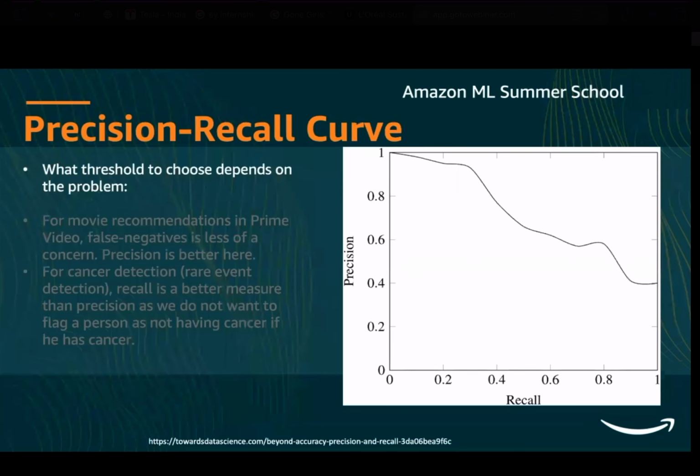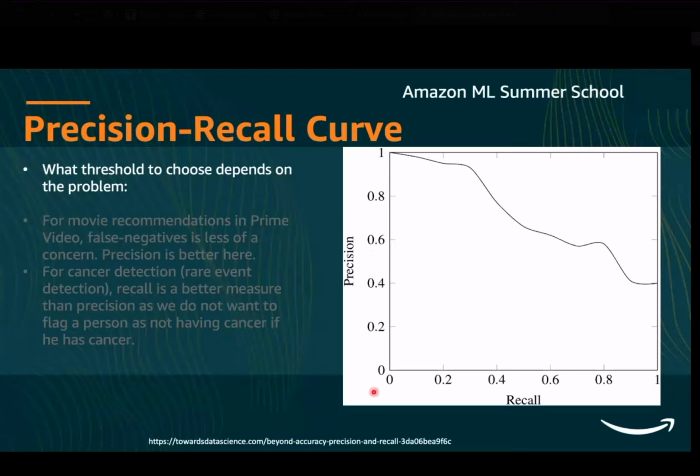Now, when deploying a model in real life, as I said, you have to take into account various metrics, various thresholds, right? So a good practice is to plot a precision recall curve, right? And as I said, how do you decide the threshold? The threshold depends on the problem at hand. So let's take an example. So on the right-hand side, you'll see a precision recall curve.